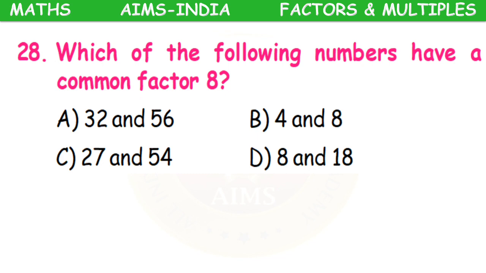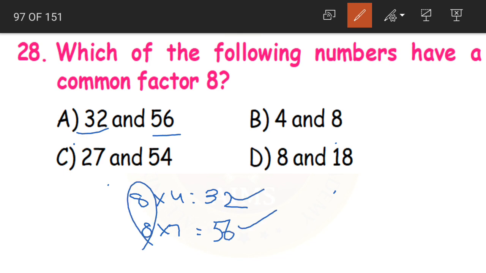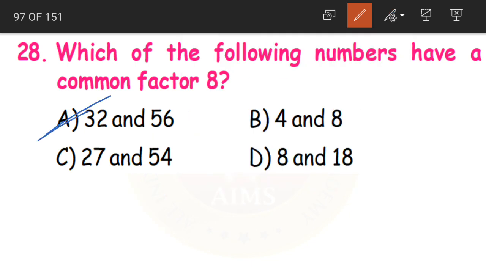Okay. Next question. Which of the following numbers have a common factor 8? Now what should we do? From the following numbers, we should find out the number which has the common factor 8. If you look at 32, we have 8 fours are 32. So 8 is a factor of 32, and if you look at 56, we have 8 sevens are 56. So 8 is a common factor for both 32 and 56. Yes. Now so option A is the correct answer.